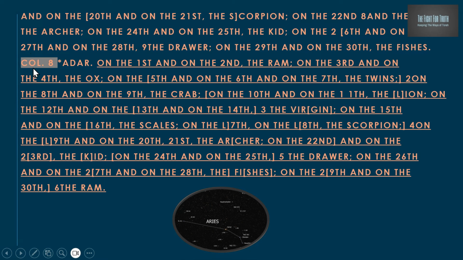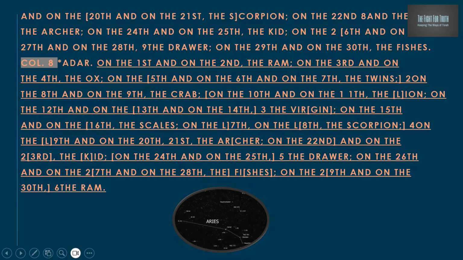Column 8, the translators put an asterisk here with the name of the Babylonian month, but we know this as Abib. On the 1st and on the 2nd, the ram. On the 3rd and the 4th, the ox. On the 5th and the 6th and on the 7th, the twins. On the 8th and on the 9th, the crab. On the 10th and the 11th, the lion. On the 12th and on the 13th and on the 14th, the virgin. On the 15th and the 16th, the scales.